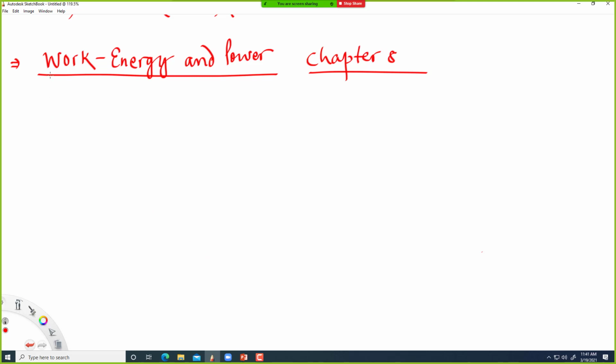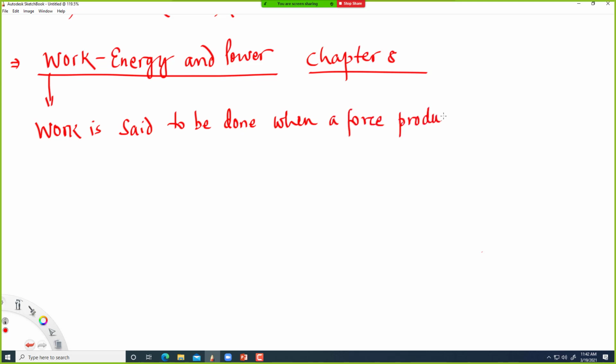So in physics, work is said to be done only if a force produces some displacement. Let's say you have a wall and you are pushing the wall for a whole day, but the wall doesn't move. That means there is no displacement. Displacement is 0. You are applying a huge amount of force.